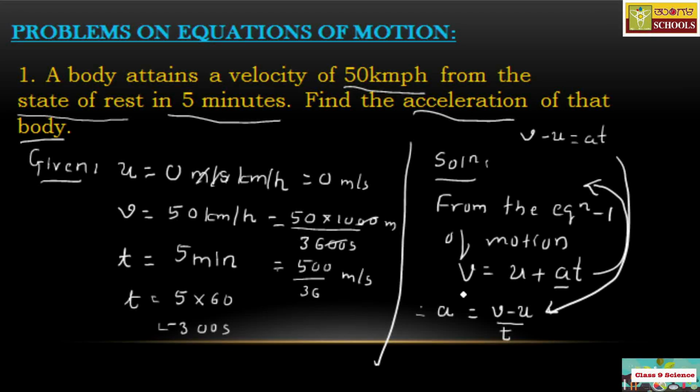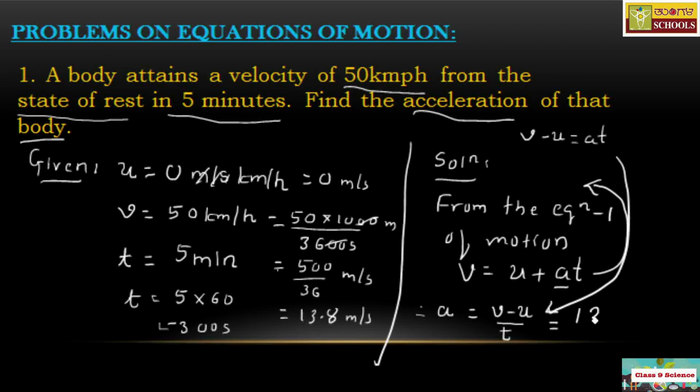I hope you are getting these things right. So V is equal to 500 by 36. So 500 by 36 means how much meter per second? 500 by 36 is equal to 13.88. You can write 13.8 meter per second, and on the other hand you have 0 meter per second.